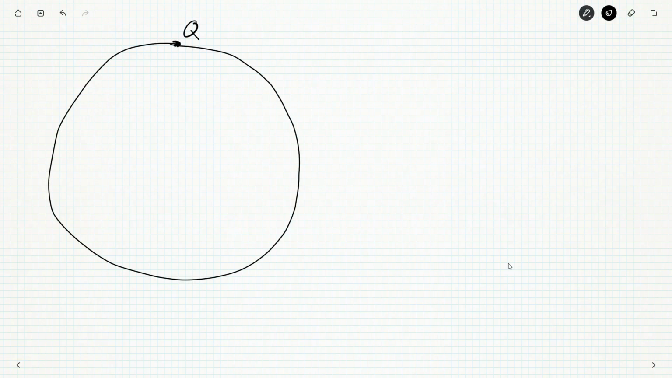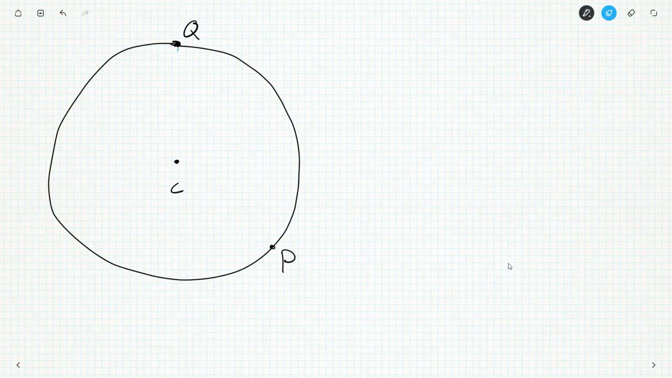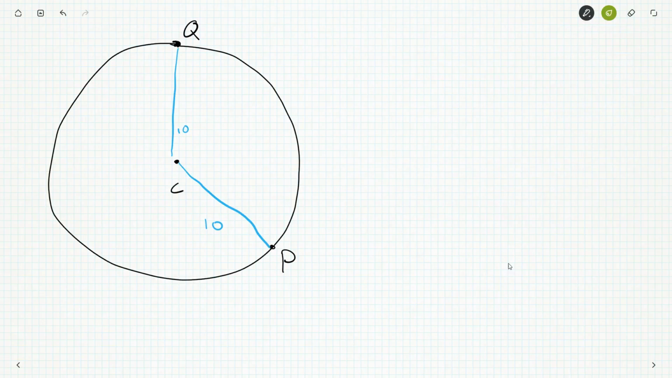So there's Q, there's P, there's C. I'm going to connect C up to each of these. I don't know why, I just feel the instinct to. 10, we'll put a 10 here. And then somewhere we have diameter S, T. Once again, we also have some 10s here.